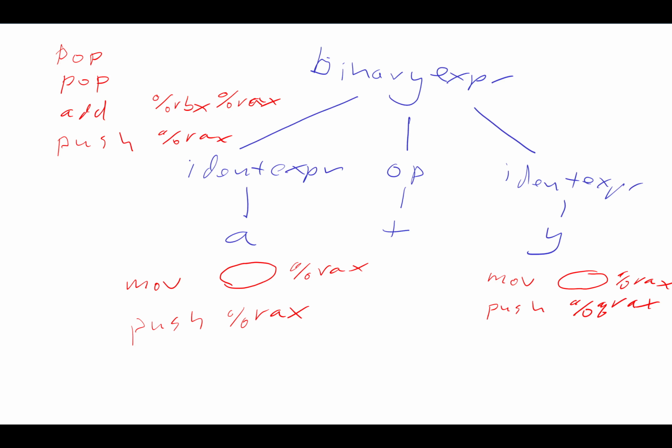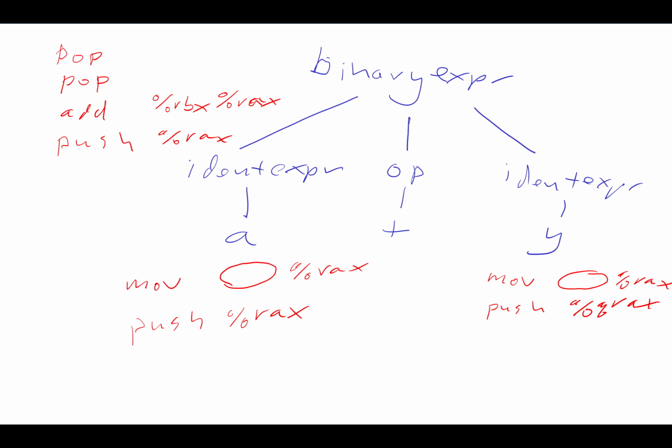Okay, so why is it that we can just call pop in order to get these values off the stack? If we're in the binary expression code generator, and we've called the code generation for ident expression on the left and ident expression on the right, why is it that we can just use pop in order to get those values? Exactly. Yeah, that's right.